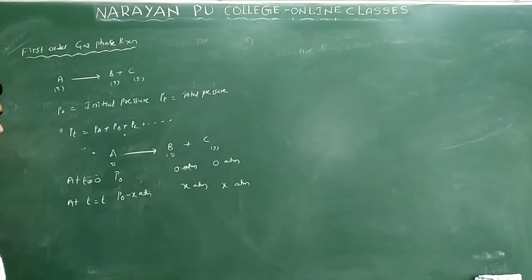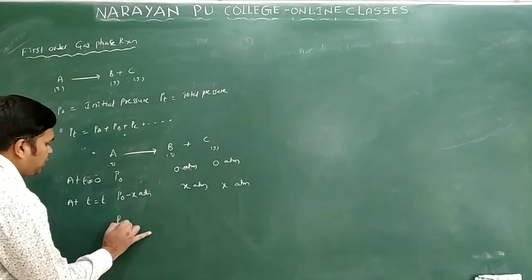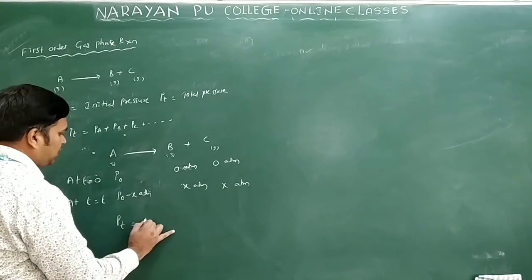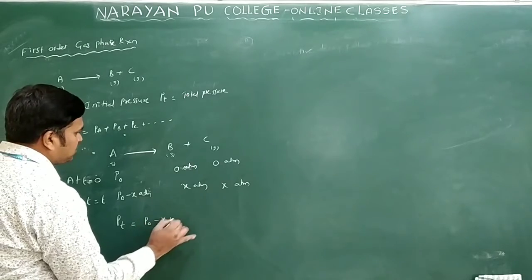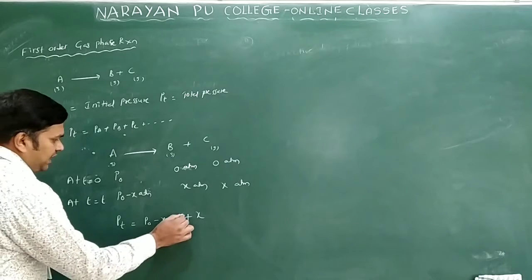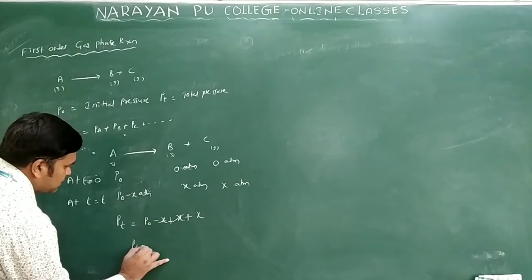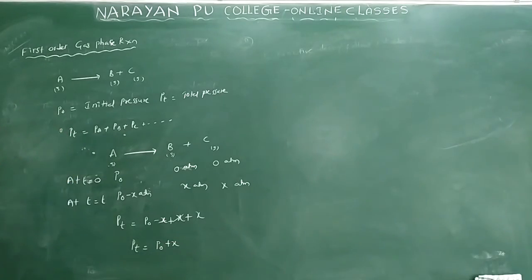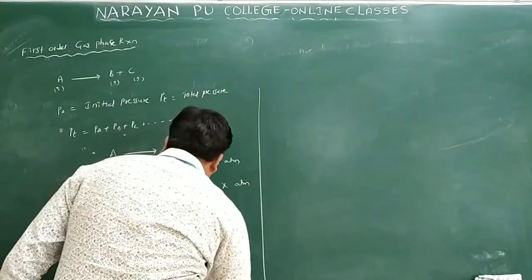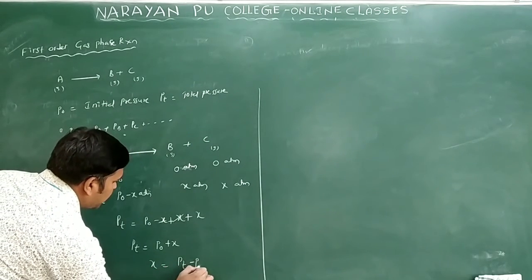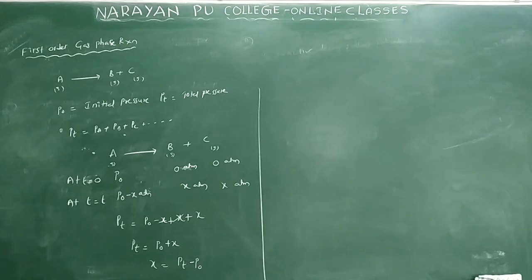From this you can find out the P total. So P total I am writing here: this is Pa plus Pb plus Pc. What is Pa? You will get P naught minus x plus x plus x. The x cancels, then what will you get? P total is equal to P naught plus x. From this I want to write x equal to P total minus P naught.